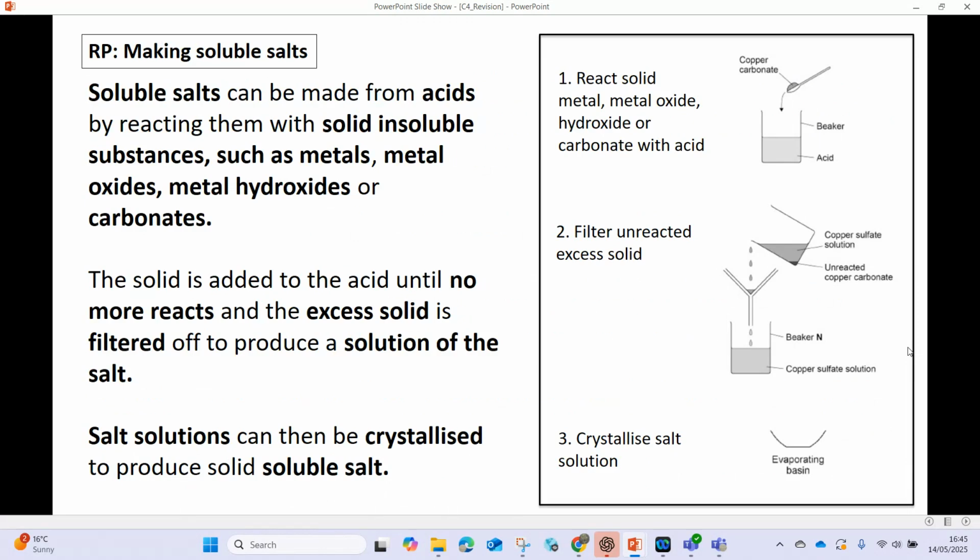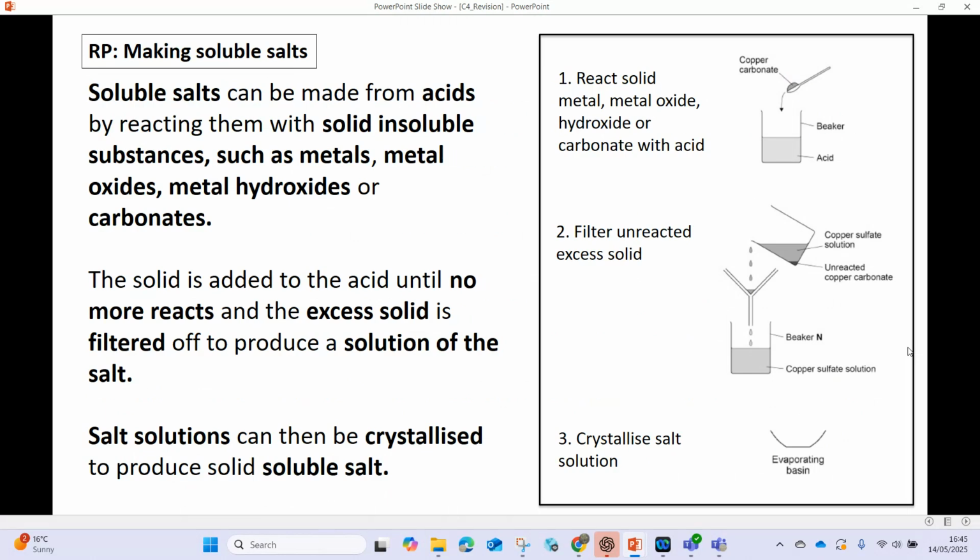The required practical involving these ideas is about making a soluble salt. So if we use the idea of acid and base reactions, we can make a soluble salt by getting an acid to react with a solid, insoluble substance. That could be a metal oxide, a metal hydroxide, or carbonate, as long as it's insoluble and will react with the acid. The solid is added to the acid until no more reacts, and the excess solid is then filtered off, and this produces a solution of the salt.